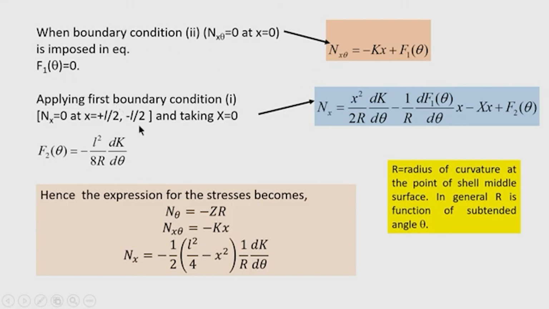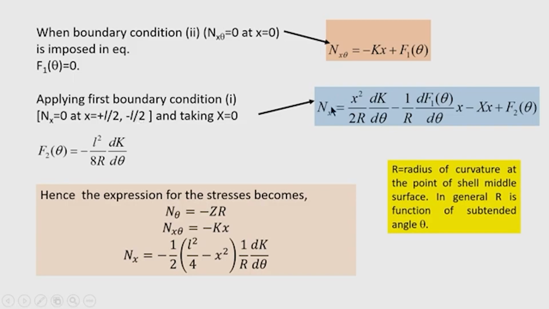Applying the second boundary condition on n x theta. The first boundary condition was on n x, the longitudinal stress, which is 0 at x equal to plus L by 2 and minus L by 2, taking the component of the load along the longitudinal direction, capital X, equal to 0. We now put x equal to L by 2 here and evaluate f 2 theta.